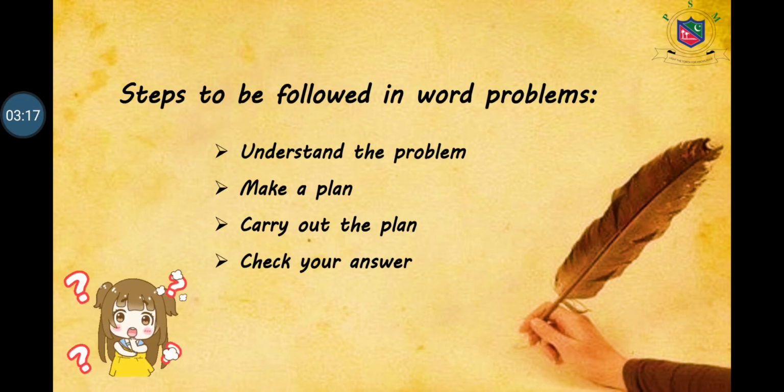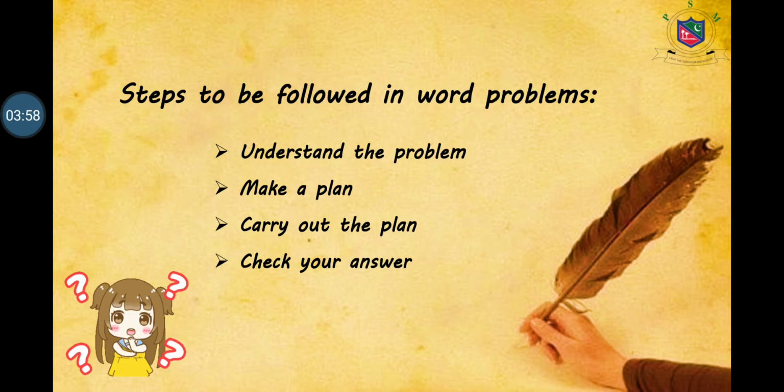My dear students, as we know that we have some steps to solve some questions. So here are the steps that we can follow to solve the word problems. So if you memorize these steps, you can never make any mistake to solve the division word problems or any type of word problems. The first step is to understand the problem. This means that we have to read the question very carefully and we have to understand about the question. The second step is to make a plan.